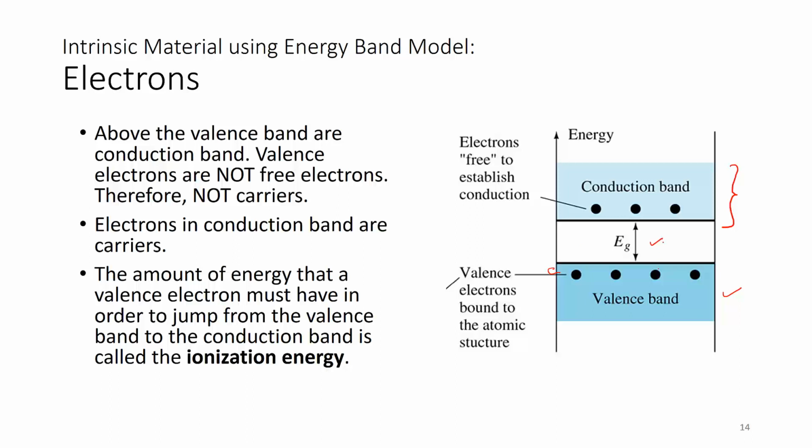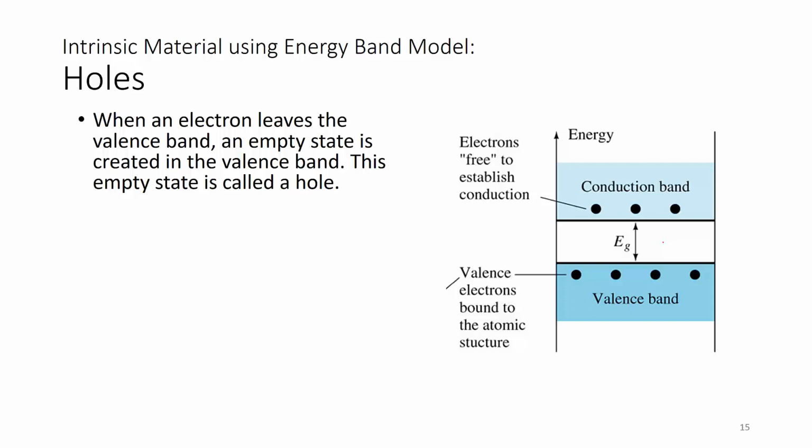This one. Okay. So when an electron leaves the valence band, an empty state is then created in the valence band. So when these electrons here leave, it means that it is able to jump across this gap, this energy gap. Now when the electrons go into the conduction band, a free electron is formed, but it will then leave an empty state in the valence band. Now an empty state in a valence band is called a hole.